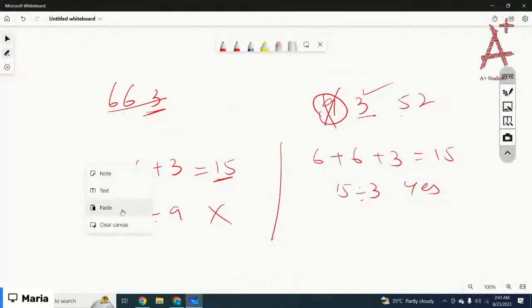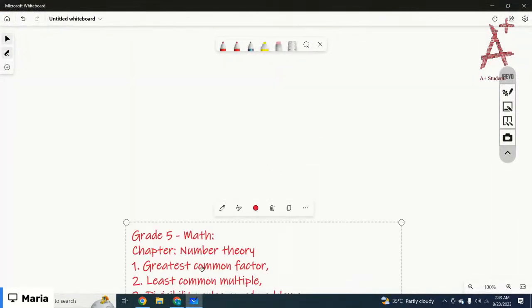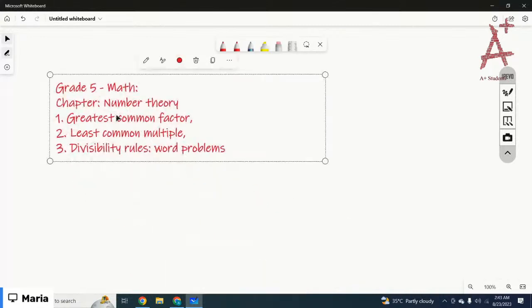So, we're working on grade 5 math. The chapter we're working on is number theory. The lessons we have covered today are greatest common factor, least common multiples, and divisibility rules word problems, right?